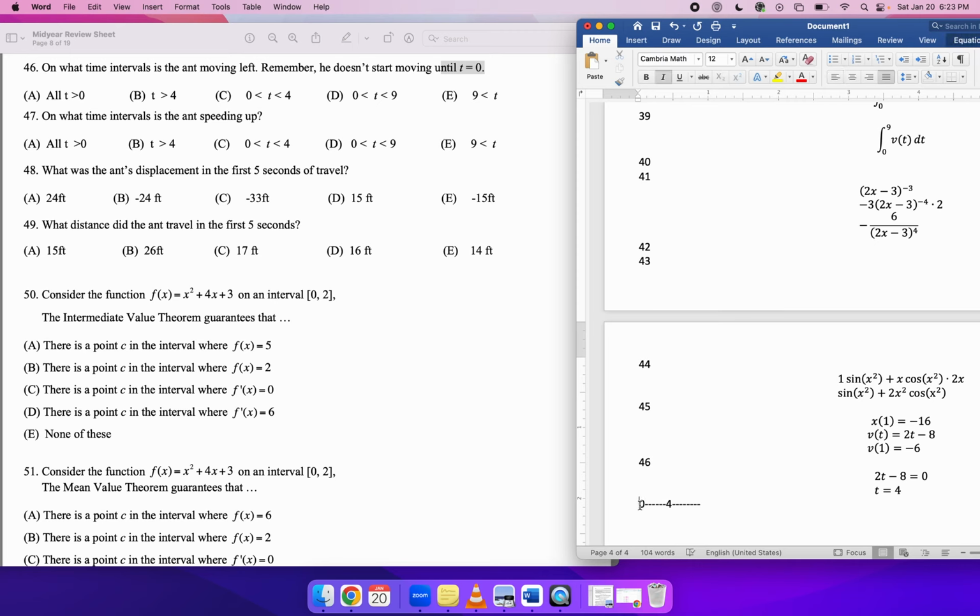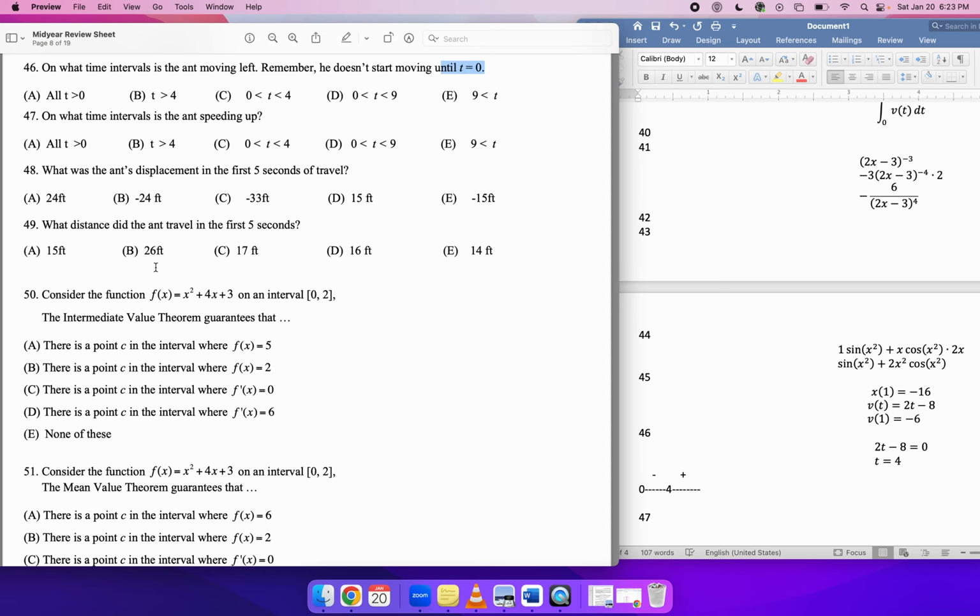And then, so what's going on? If you pick a test point, like 1, and plug it into the velocity function, you'll get a negative number. So velocity is negative on this region, and likewise, you can figure out it's positive there. So when is the ant moving left? That's when the velocity is negative. It's between 0 and 4. The end.